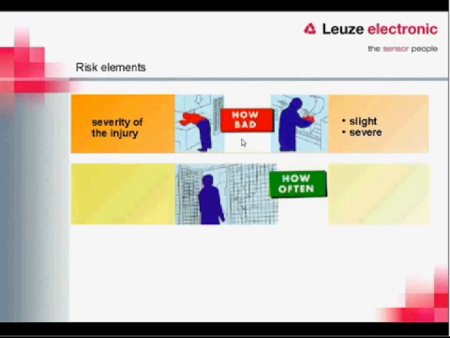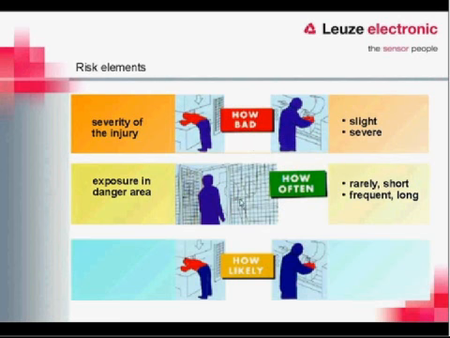How often are you going to be exposed to this hazard? Are you going to be in this dangerous area very often? If you're in there, how long are you going to be in there? For a short duration or for a long duration? And then how likely are you to be able to get out of the way of this hazard if it were to come in contact with you? Possible, rarely possible. A lot of that's going to depend on the speed of the hazard.